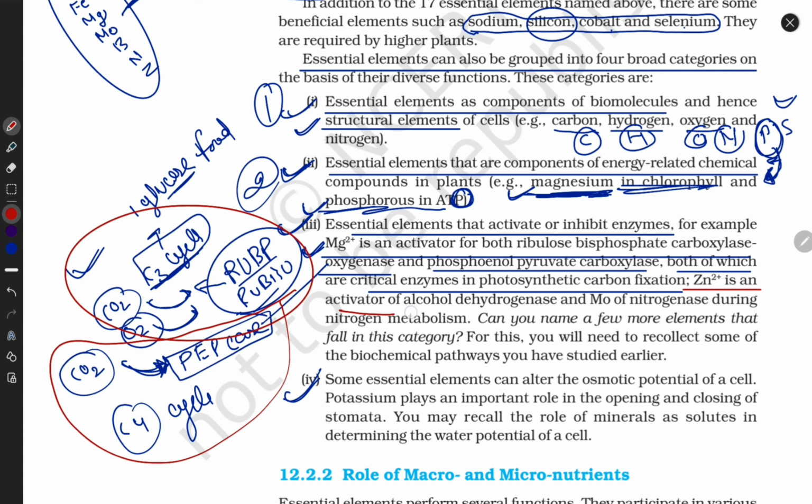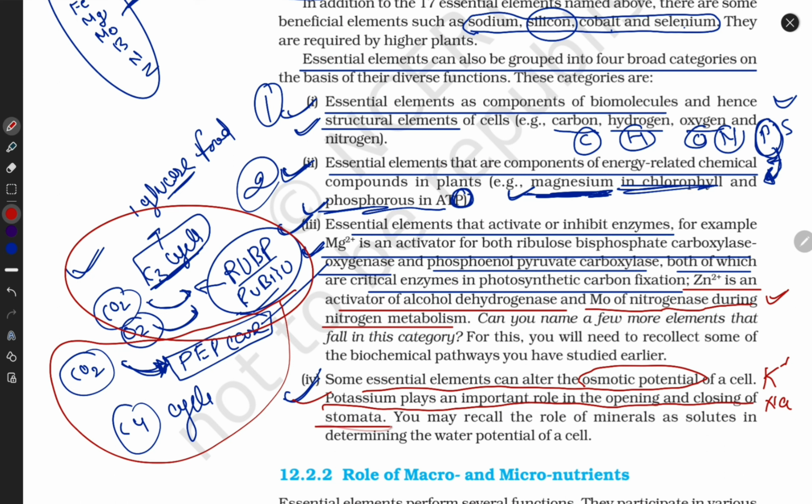Zinc is an activator of alcohol dehydrogenase and molybdenum of nitrogenase during nitrogen metabolism. We will study further, guys. This we will study at the end of the chapter. Some essential elements can alter the osmotic potential. Potassium plays an important role in opening and closing of stomata. We are all familiar with what stomata are, located on the surface of the leaf.